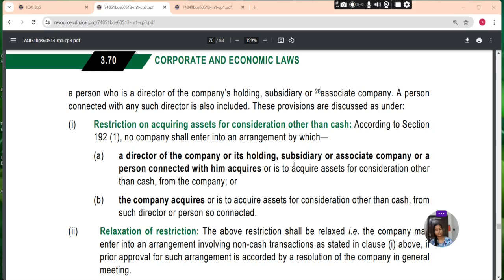Then comes the restriction on acquiring asset for consideration other than cash. According to Section 192, no company shall enter into an arrangement by which the director of the company, its holding, subsidiary, associate, or person connected with him acquires or is to acquire assets for consideration other than cash from the company, and the company acquires or is to acquire assets for consideration other than cash from such a director or person so connected. How will there be the relaxation of restriction? Relaxation of restriction कैसे होगा?